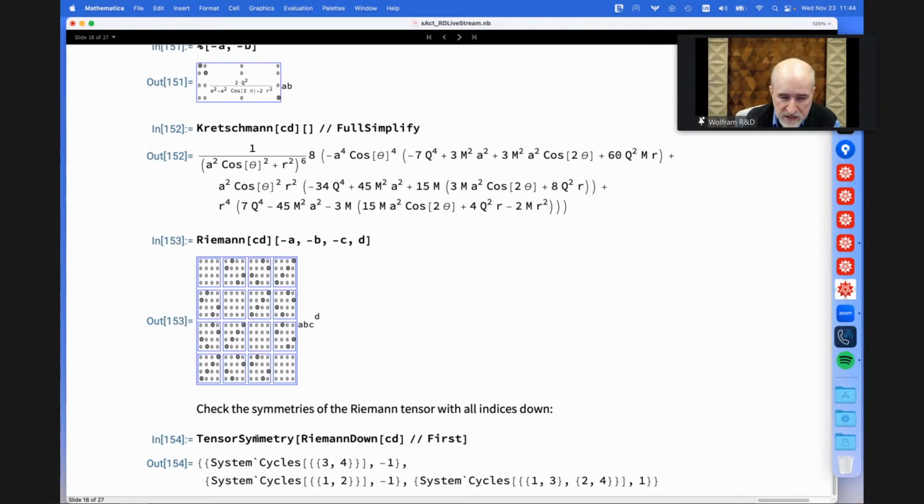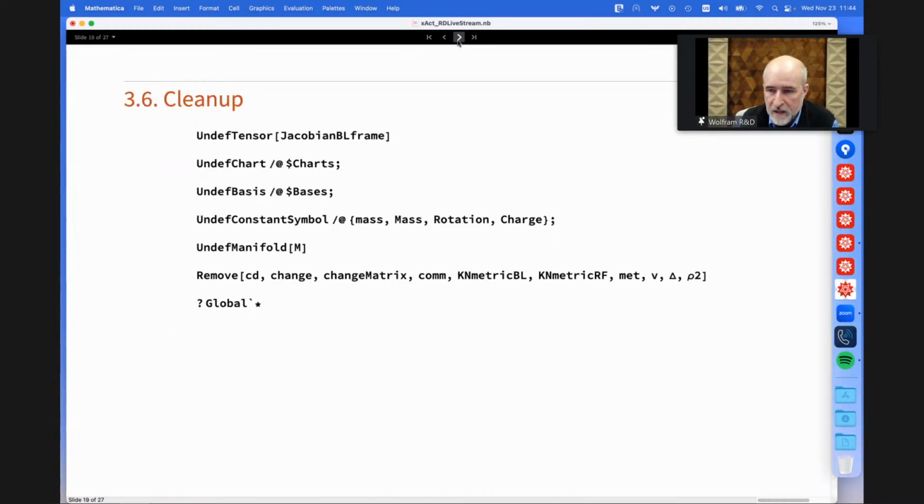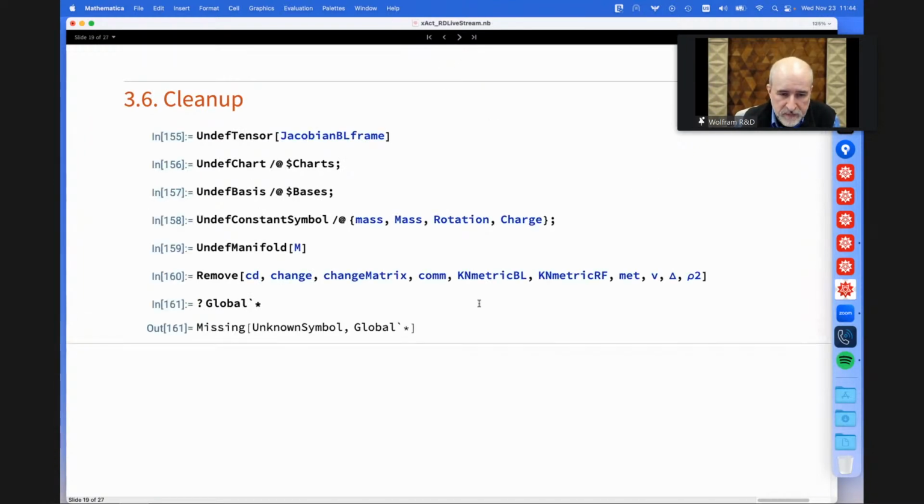So we check it with this, and it says, if you exchange indices 3 and 4, you will get a minus sign. If you exchange indices 1 and 2, you get a minus sign. If you exchange simultaneously indices 1 and 3 and 2 and 4, you get a plus sign. Okay, clean up again. And we removed everything we were using. We have no symbols, no objects in the global context.